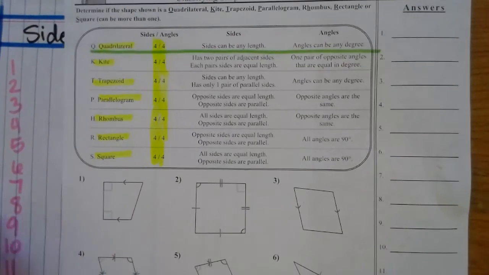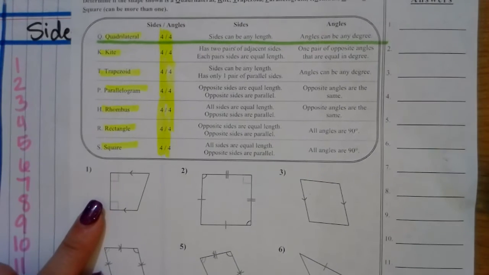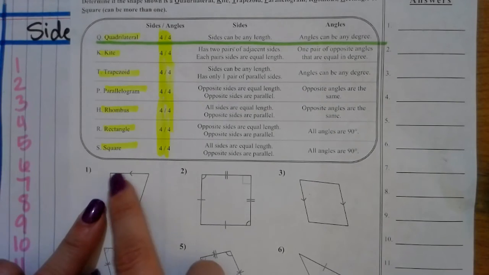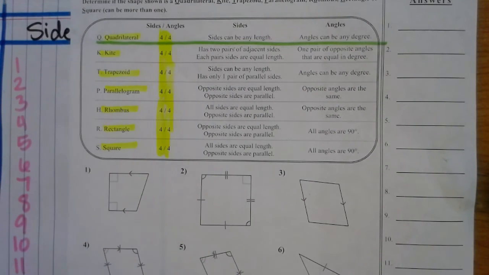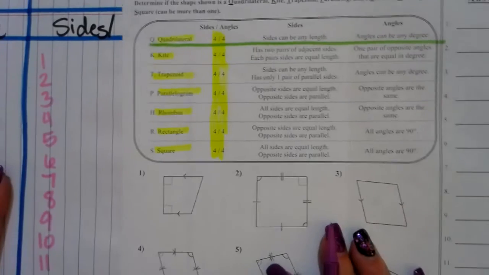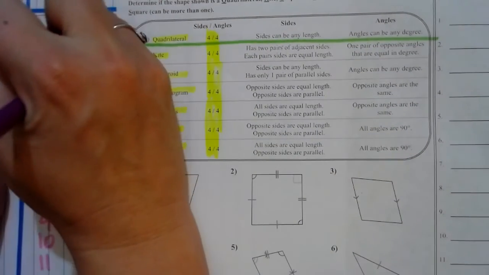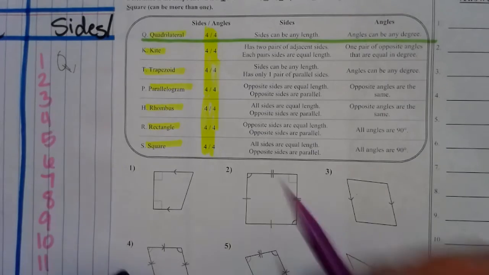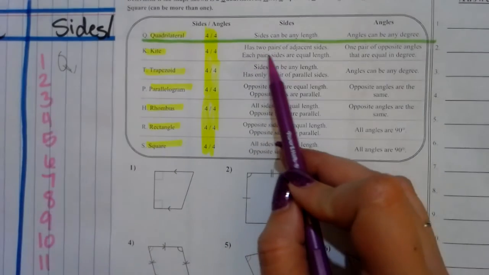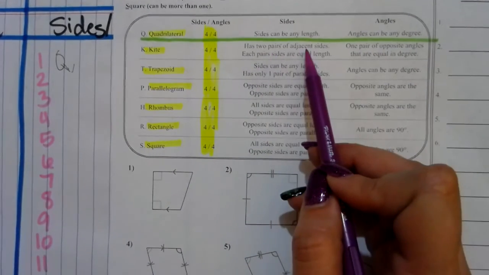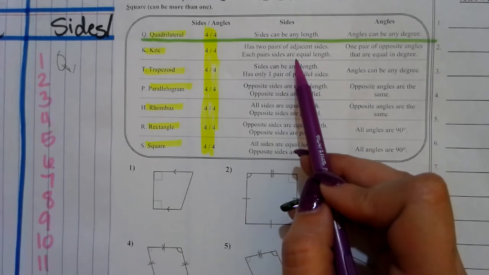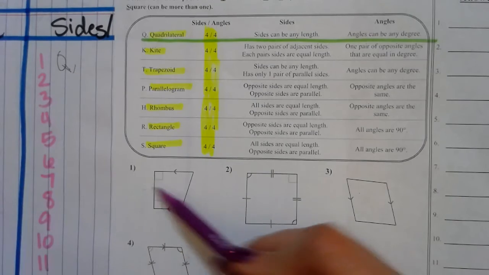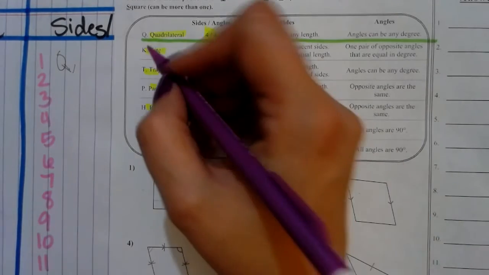And on the side, so like let's look at number 1. Does it have 4 sides? Yes, it does. Does it have 4 angles? Yes, it does. So I already know that number 1 is a quadrilateral. Put a comma there. I'm going to go and look. Is it a kite? It has 2 pairs of adjacent sides. Each pair of sides are equal length. Well, none of these seem to be equal length. So I can tell you it's not a kite.